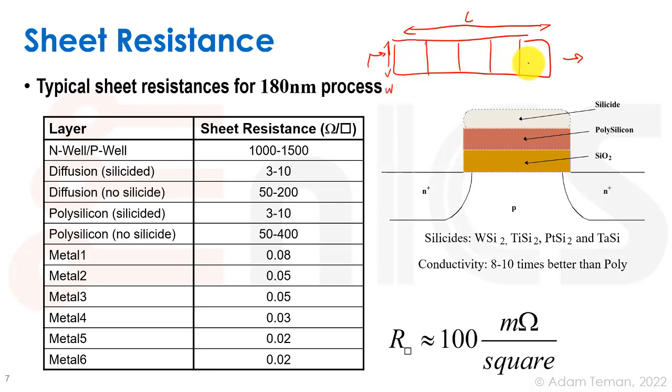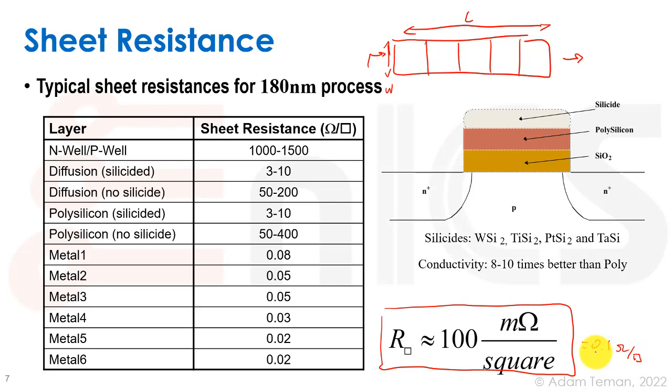And so if we have here 5 squares, we take 5 and multiply it by whatever the number is over here in the sheet resistance, and that would bring us the resistance of our wire. And we said that usually, we can take as a rule of thumb something like R square being 100 milliohm per square, or 0.1 ohms per square. Okay, now that is not exactly correct.